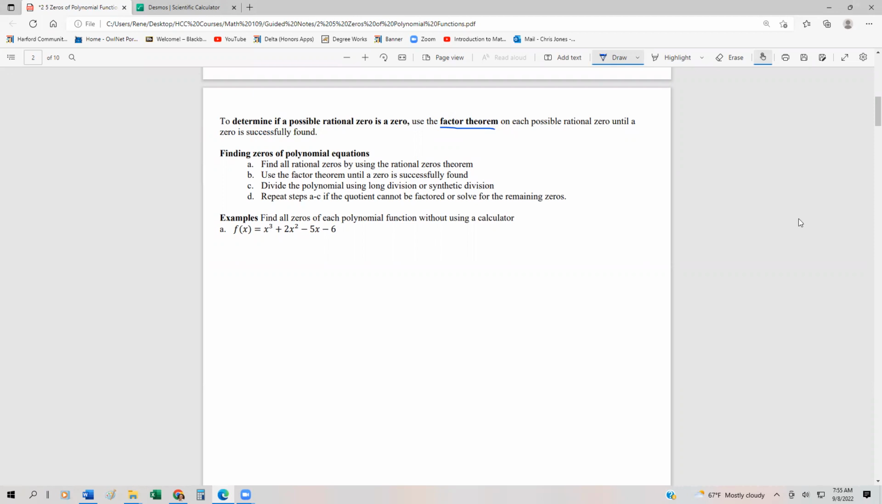The factor theorem says that if we have a value c, so we have f at c, and if f at c equals 0, then x equals c is a 0, and x minus c is a factor. So we can use that to help us factor a polynomial function that might be of a degree higher than 2, and usually we can factor ones of degree 2 without much difficulty. We're going to use that in conjunction with polynomial long division or synthetic division, and then we're going to be able to find the zeros of a polynomial function.